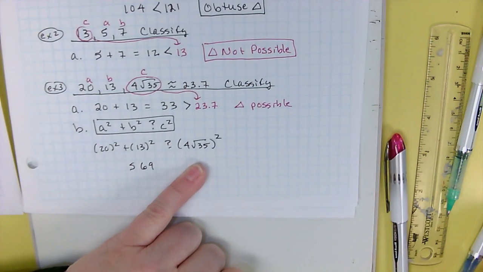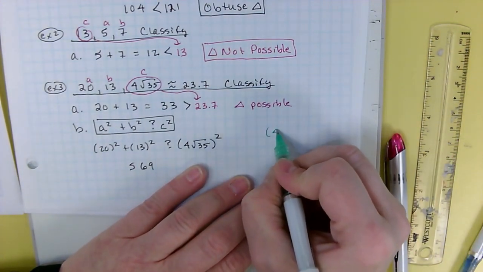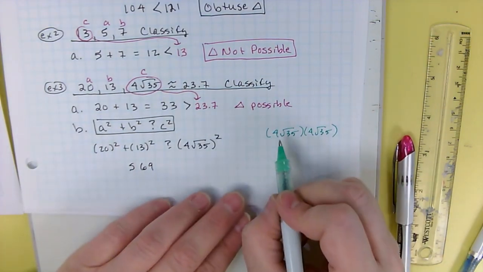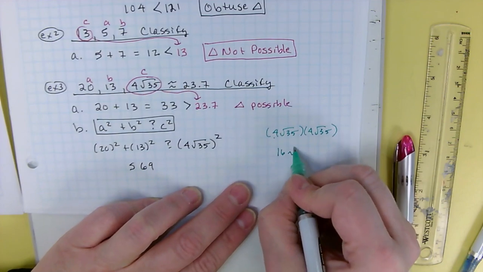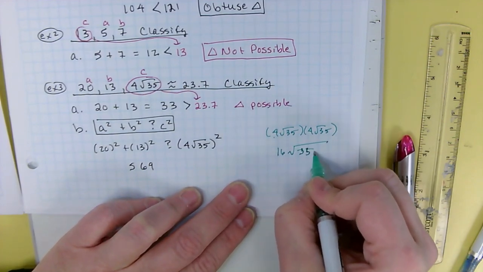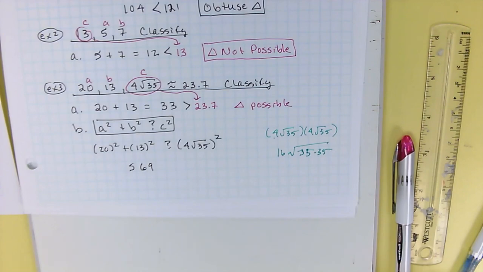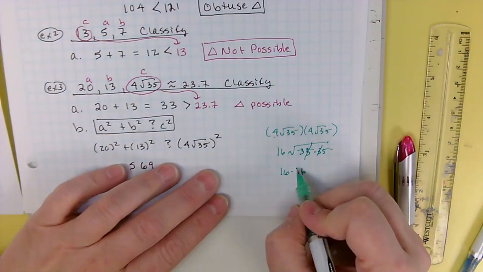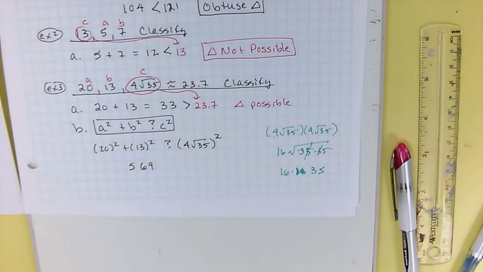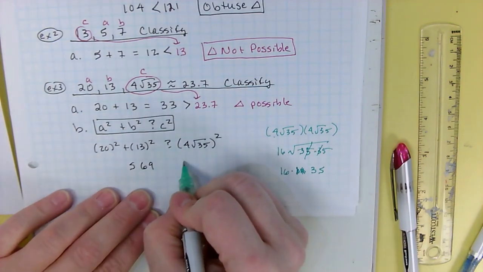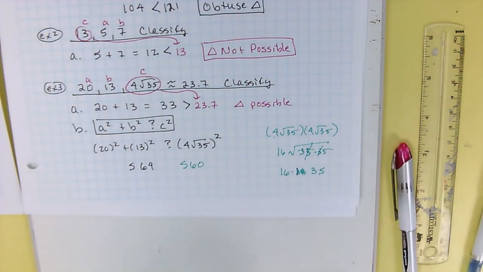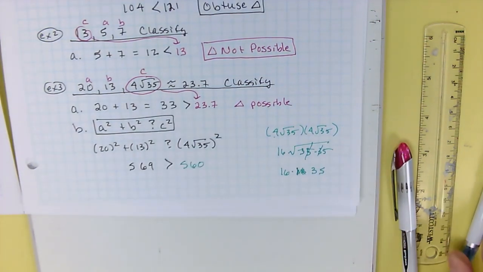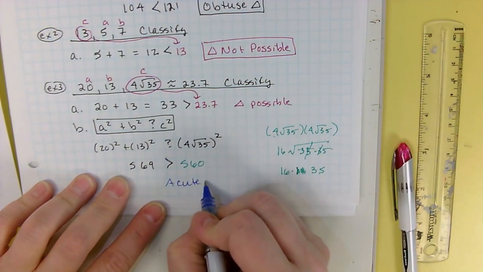Okay, for 4 radical 35, we're squaring it, right? So 4 radical 35 times 4 radical 35. 4 times 4 is 16 on the outside. Inside, we get 35 times 35. 2 35s, 1 comes out, and it gets multiplied by 16. Oop, that should be a 35. So 16 times 35, which ends up being 560. So 560 is less than 569. So this is an acute triangle.